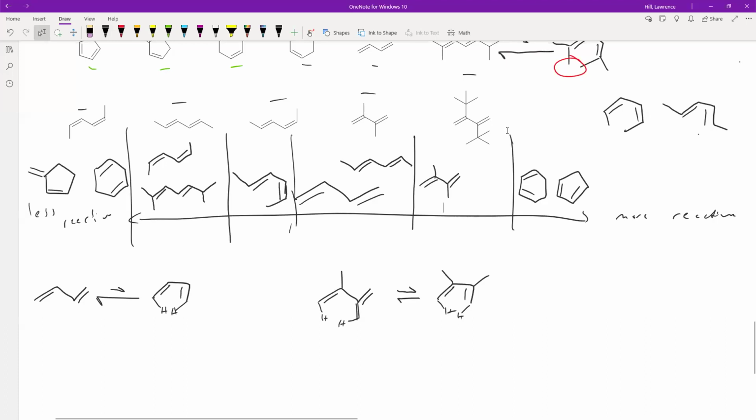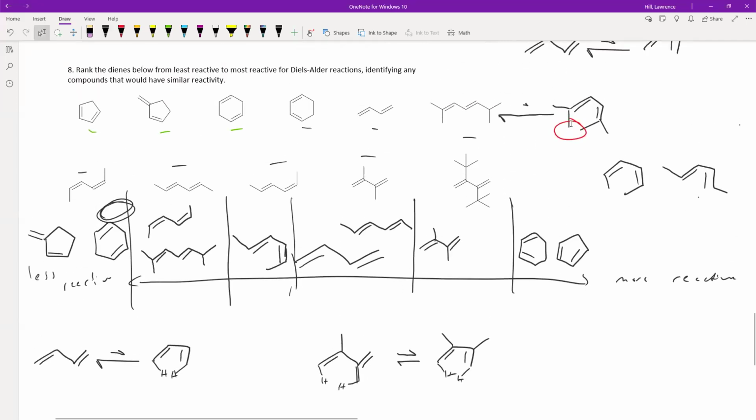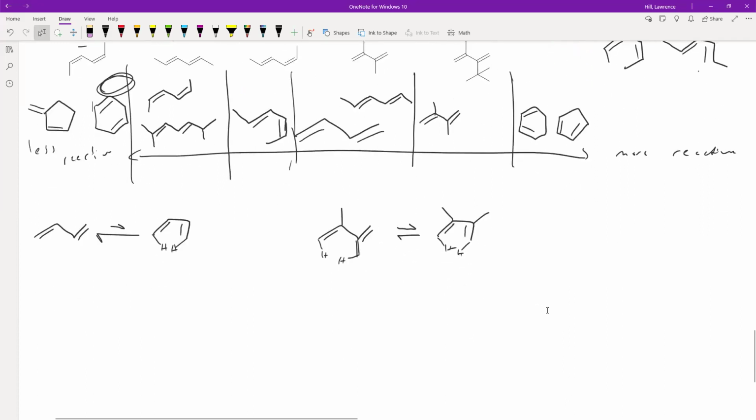Finally, this one with those two giant tert-butyl groups, I'm going to rank that somewhere over here. Because remember, we ran into all these problems where we start putting these together. Well, if you add another group to this, then you're going to have more problems. So it'll be somewhere over here. Maybe it'll react very slowly, maybe not at all. And then there's some that can't react at all.